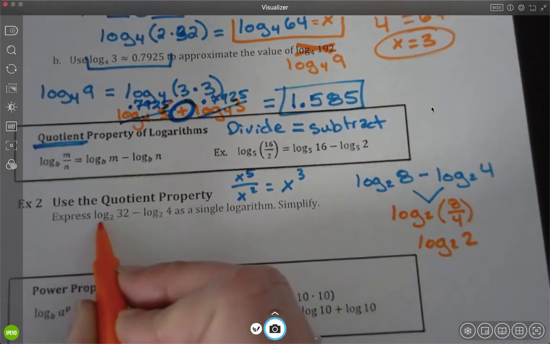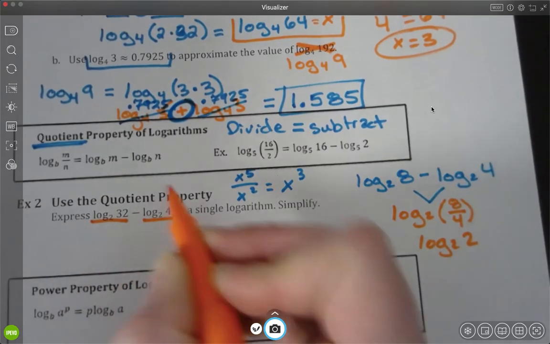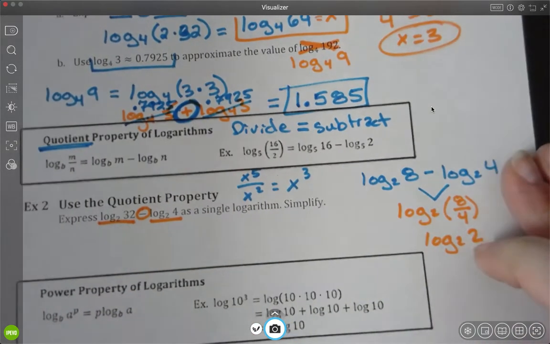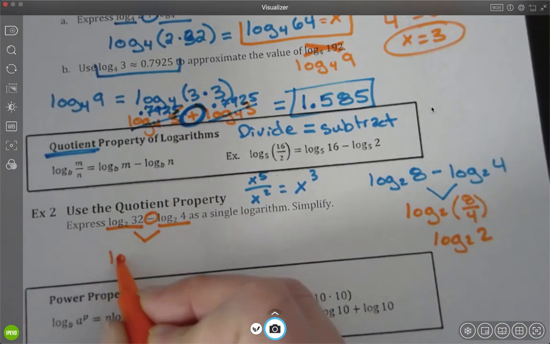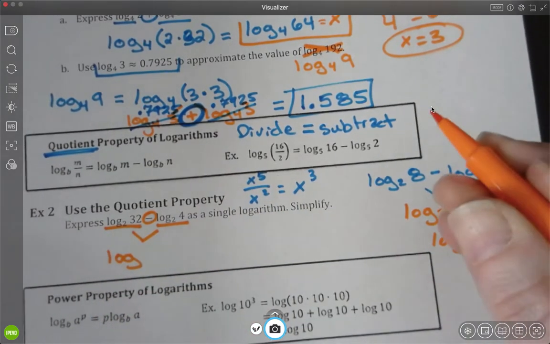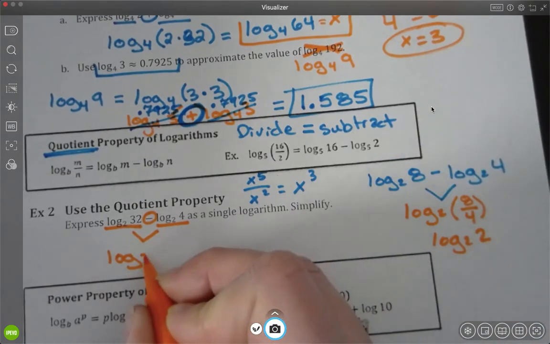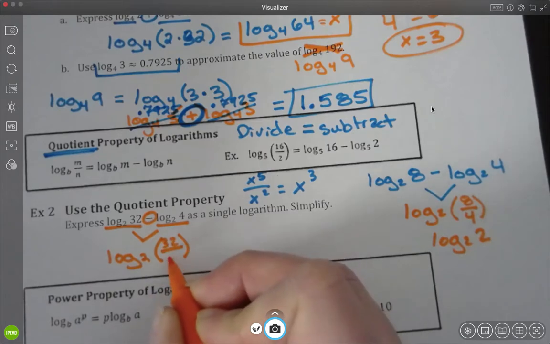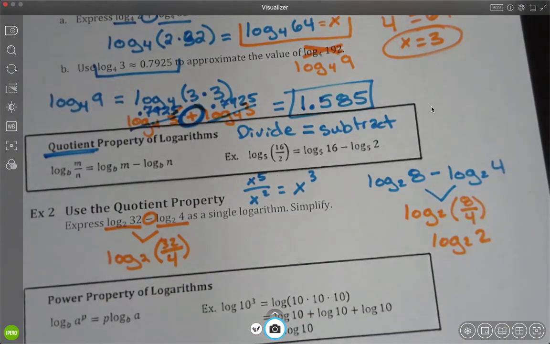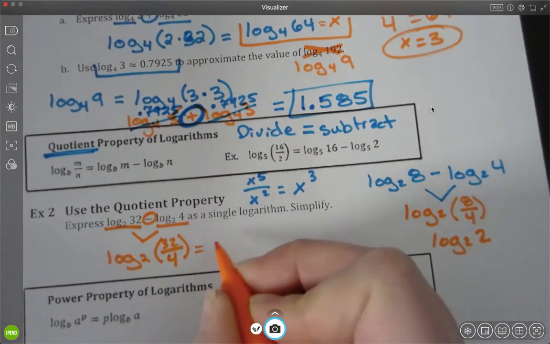Now we're going to do this one over here. We have this guy, and then we have a minus in between them. But minus means divide. So when I put those two together, what will be the base? Log base 2. And what are we dividing? 32 and 4, so it's 8. 32 divided by 4. So it will become log base 2 of 8.